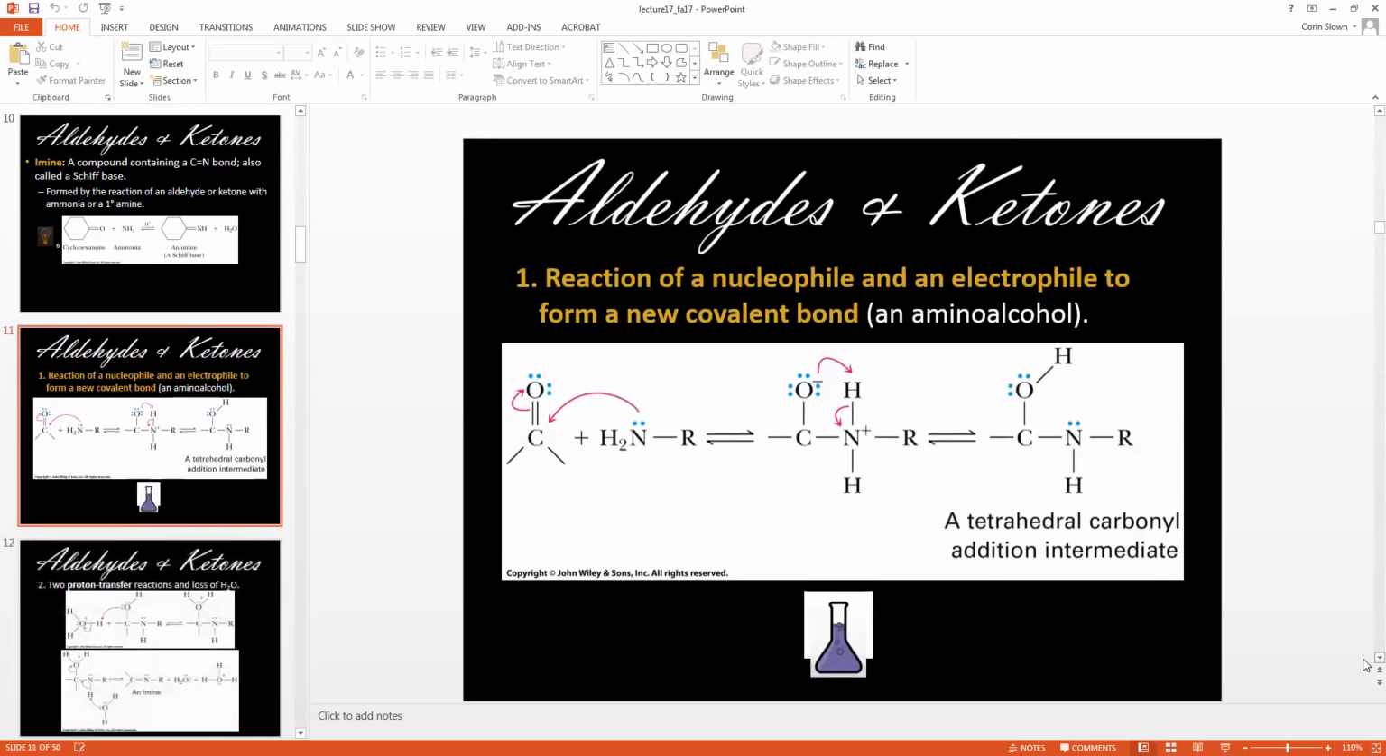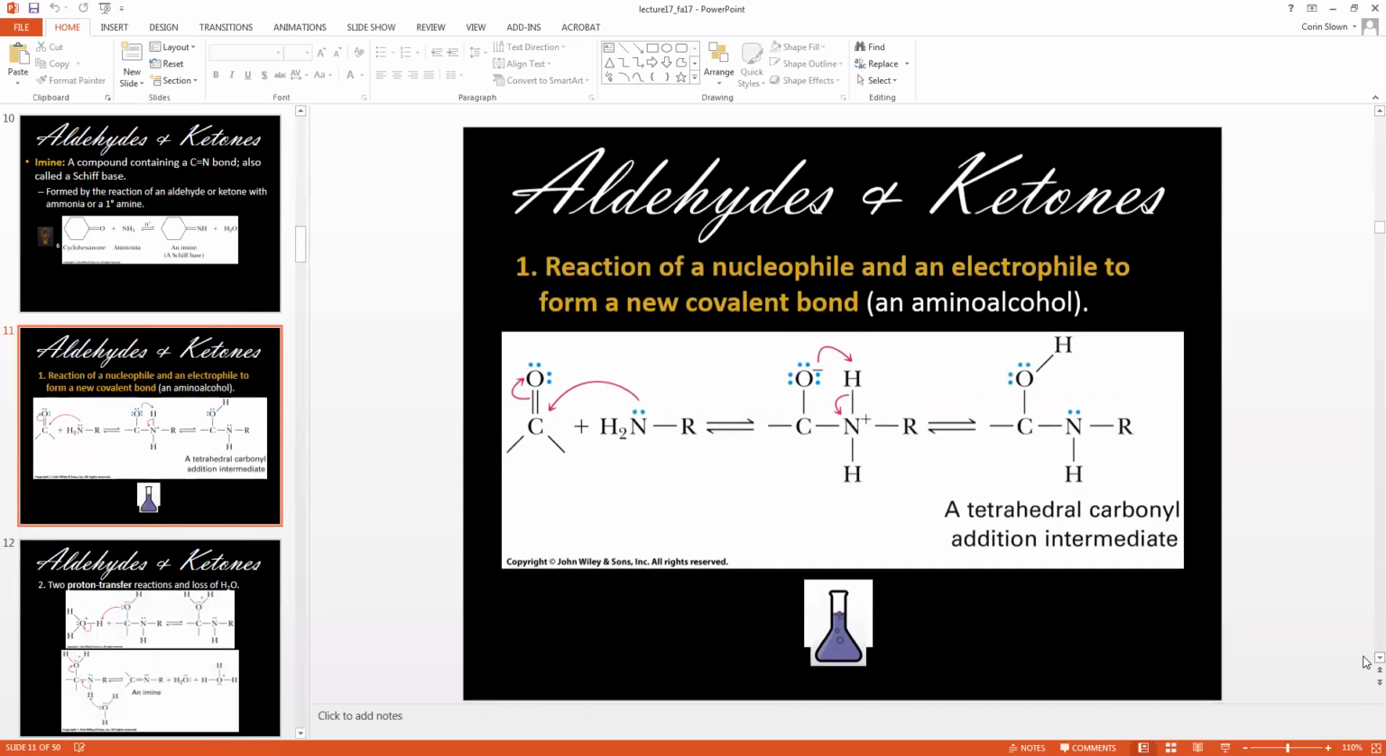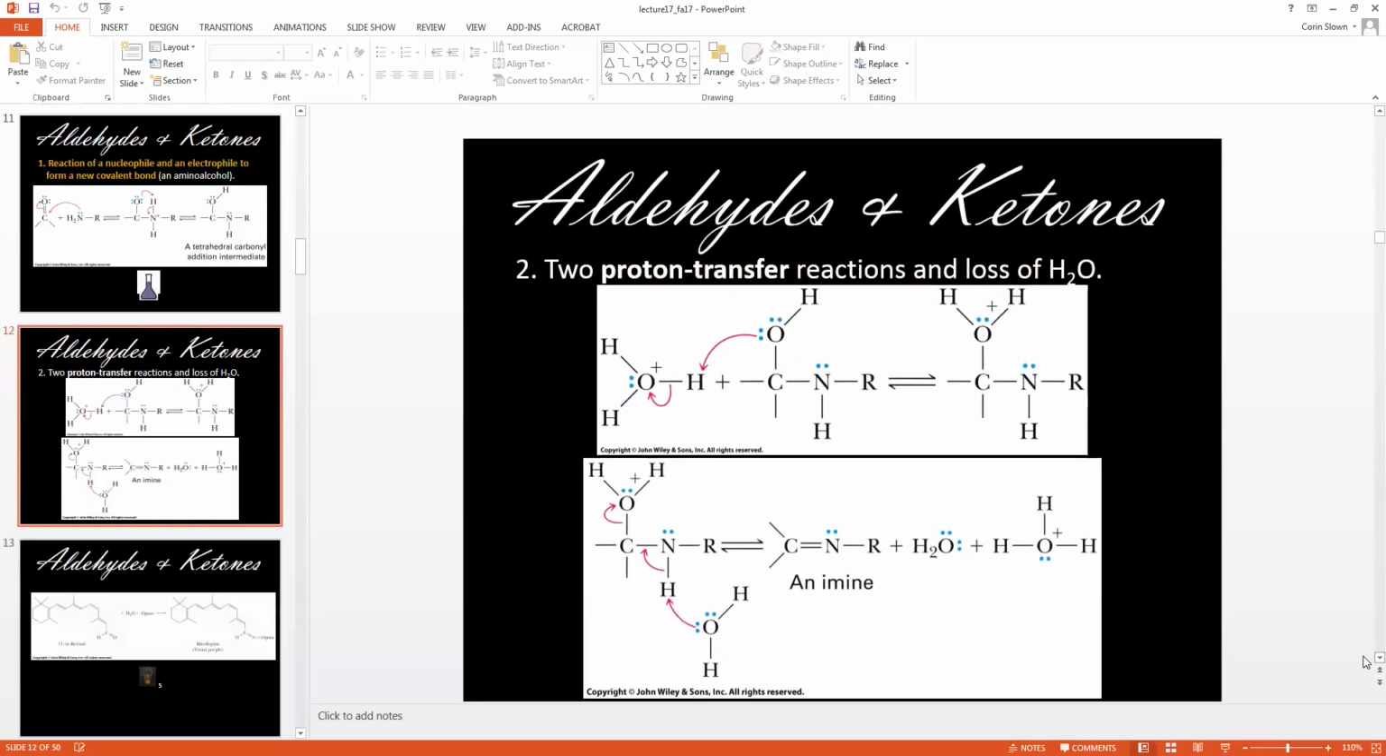So first, we have the reaction of a nucleophile and an electrophile to form a new covalent bond. In this case, my amine is the nucleophile, which is attacking the carbon, which is the electrophile. That's going to then create an intermediate where the oxygen can transfer and take a hydrogen. The electrons from that bond can now come down onto the amine. I now have a tetrahedral carbonyl addition intermediate. I do 2 proton transfer reactions and I lose water, because water is a great leaving group. That is what allows me to generate the formation of an imine. Now the beauty of this is we're getting to the point where in the reaction mechanisms that you're drawing, there are multiple ways to do this.